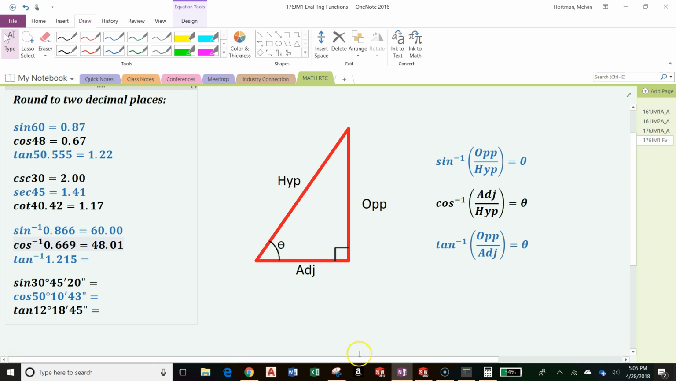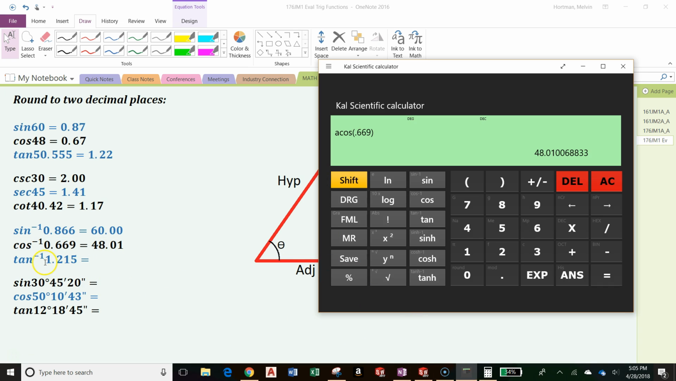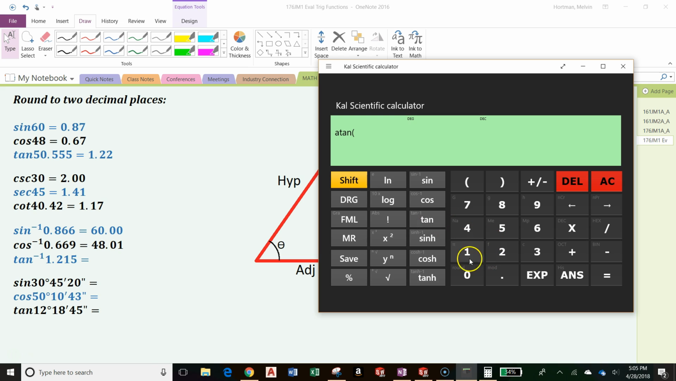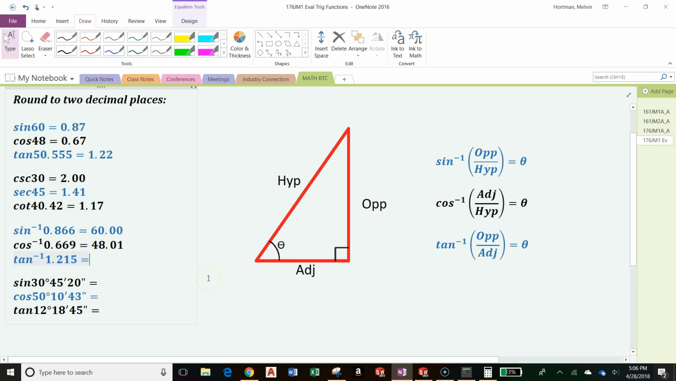Now one more example for good measure. The inverse tangent of 1.215. Let's see what that is. So I'll press tangent twice, or press the second key and find the inverse tangent, and then type in 1.215 and then press equals, and I get 50.544. So that rounds to 50.54.